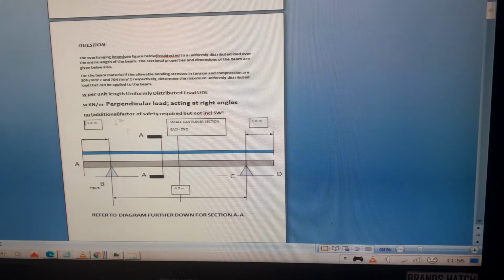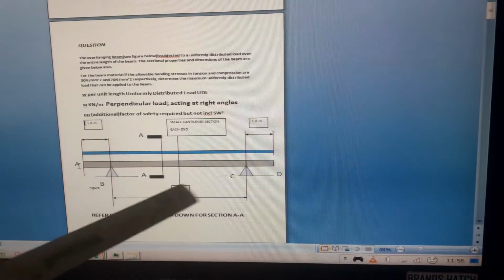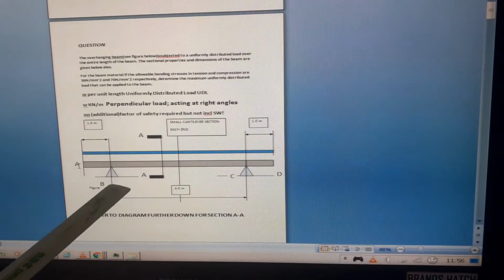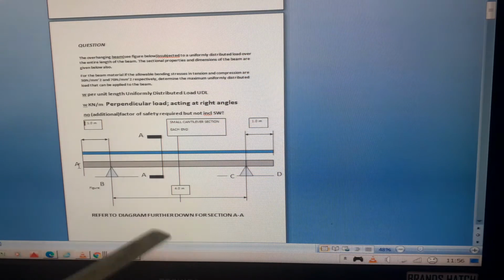Just to clarify, we've got this single span beam. The single span is 4 meters, and then we've got an overhang cantilever of 1 meter on each end, so it's symmetrical about the middle point, and it carries a UDL of W per unit length. Let's call the positions A, B, C, D, with a cantilever on each end and a 4 meter internal span. Section AA, I'll show you further down.